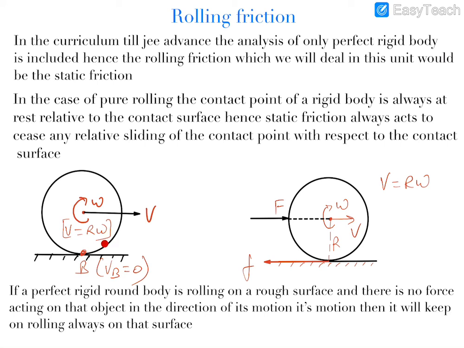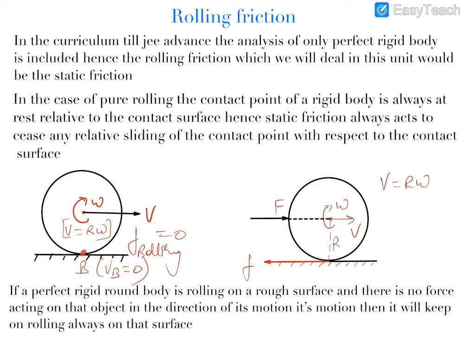In the same way, if this body is already in the state of pure rolling, and therefore the point of contact is not moving, then there would be no static friction acting on this body, or no rolling friction in this case. This also leads us to the conclusion that if some object which is perfectly rigid and perfectly round is rolling on a rough surface without any external force, then that object will keep on rolling forever, because there would be no friction acting on it.